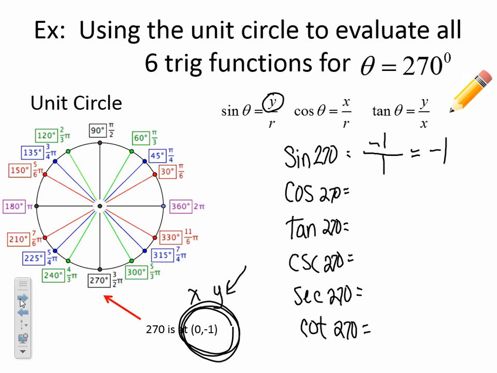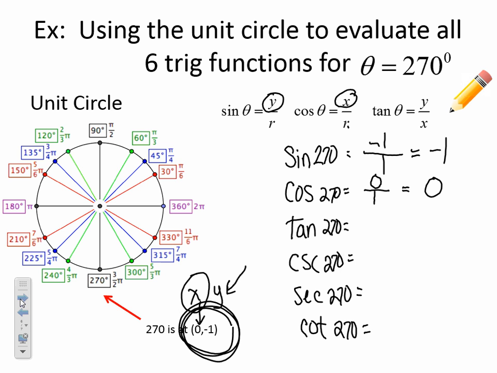Well, what if we do cosine? Cosine is the x over the radius. So the x value of my point, notice down here, x is 0. So we'll put 0 over, what's the radius? Radius of the unit circle is always 1. 0 divided by 1 is 0.